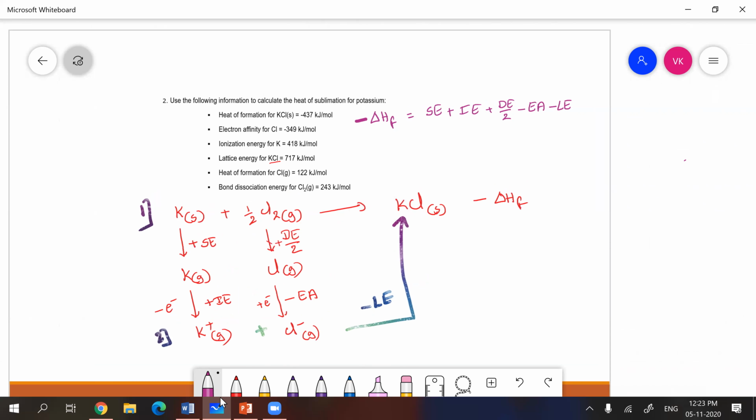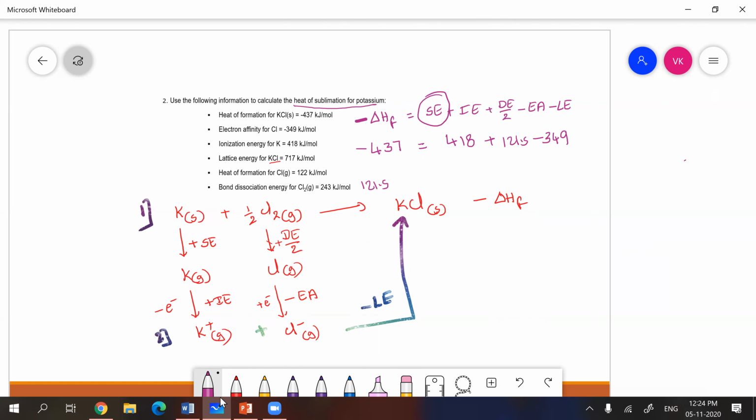So here what they are asking is, using the following information, to calculate the heat of sublimation of potassium. This thing you have to find. Okay, substitute the rest of the values. Heat of formation they gave you negative, always it should be negative. If they gave positive also you have to take negative. And use units kilojoules per mole. Then first see the ionization energy, that is positive 418 plus bond dissociation energy 240, by 2 that is 121.5. And electron affinity value minus 349.